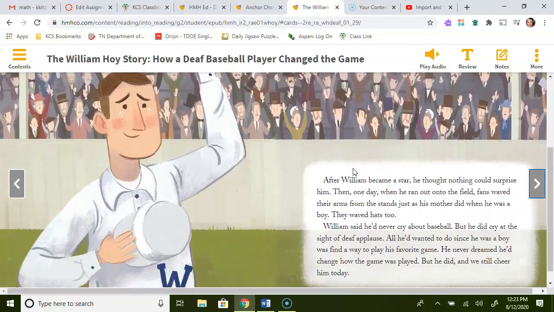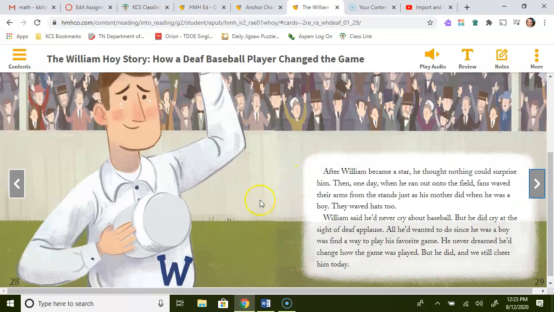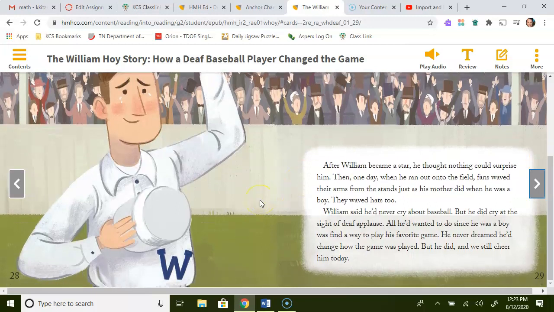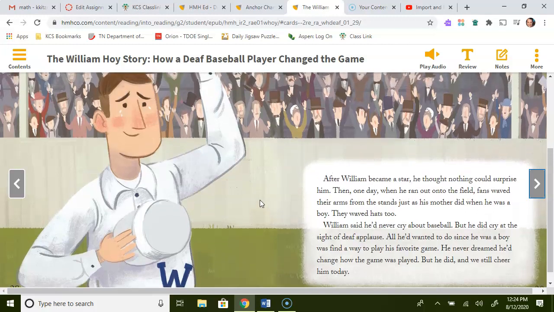After William became a star, he thought nothing could surprise him. Then one day when he ran out onto the field, fans waved their arms from the stands just as his mother did when he was a boy. They waved hats, too. William said he'd never cry about baseball, but he did cry at the sight of deaf applause. All he'd wanted to do since he was a boy was find a way to play his favorite game. He never dreamed he'd change how the game was played, but he did, and we still cheer him today.